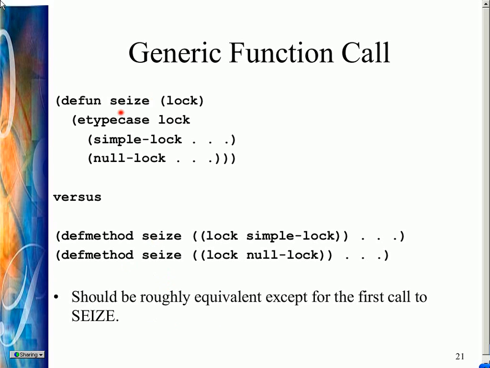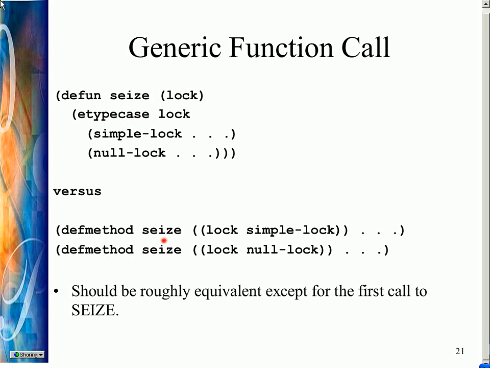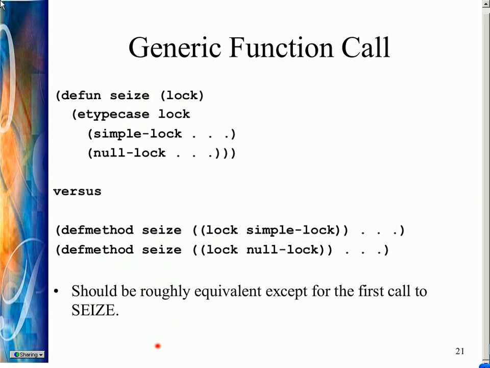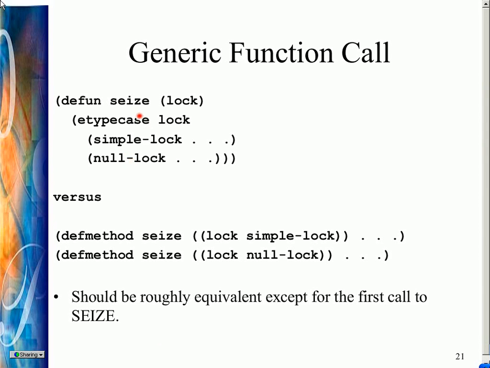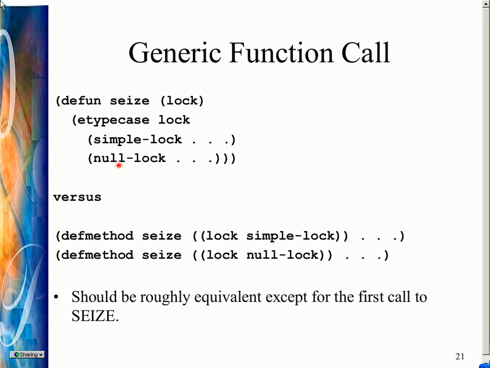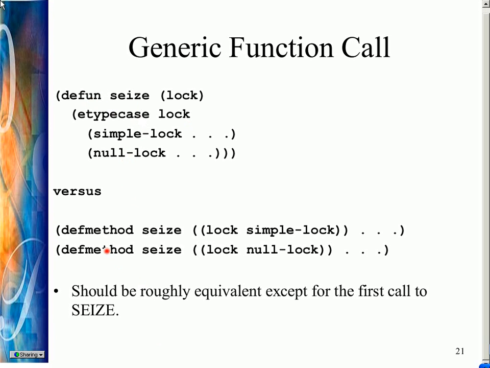The first call to the method is going to take longer than the call to the function, assuming everything's compiled here. Subsequent calls should be approximately the same, because they're roughly doing the same thing. They've got to look at the argument and figure out what it is. And you're either doing that in the function or outside of the function, but you've got to do it.